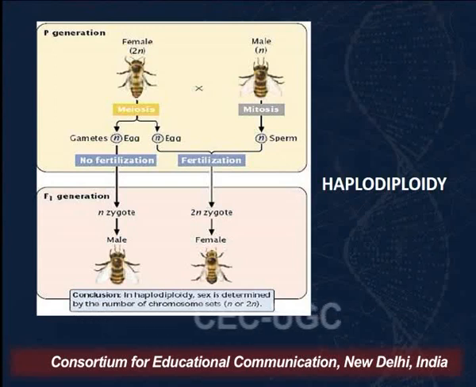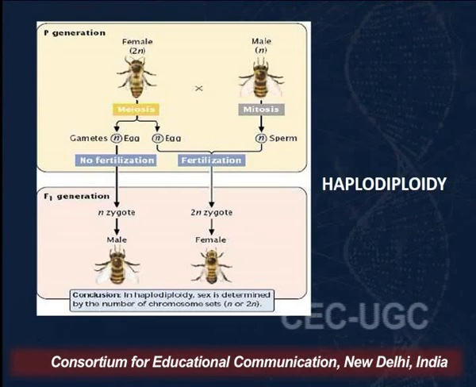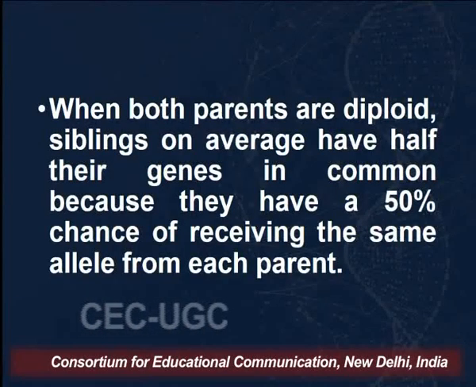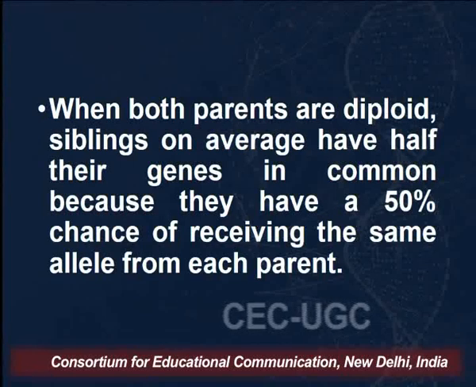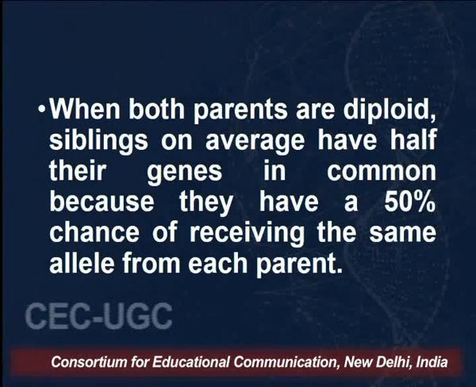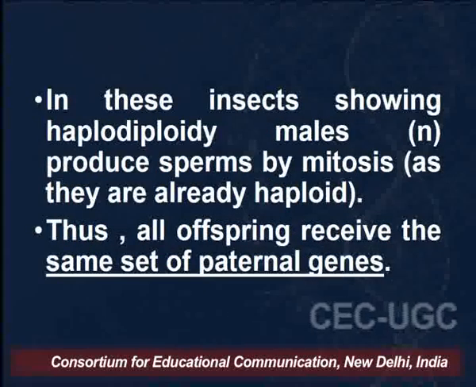If you see on the right hand side, a male is a haploid. The gametes of this male have to be mitogametes, because meiosis will not take place in haploid organisms, and therefore as a result of mitosis the sperm would be formed. So in normal diploid genetics, we would find that there is a 50% chance of receiving the same allele from each of the parents.